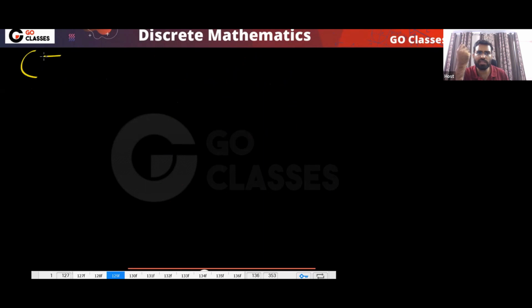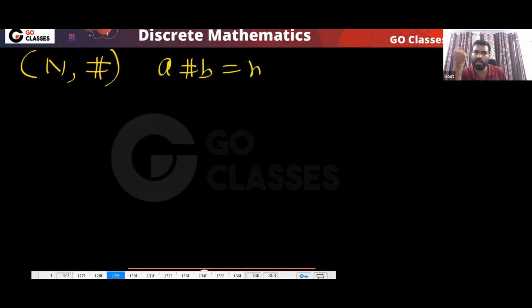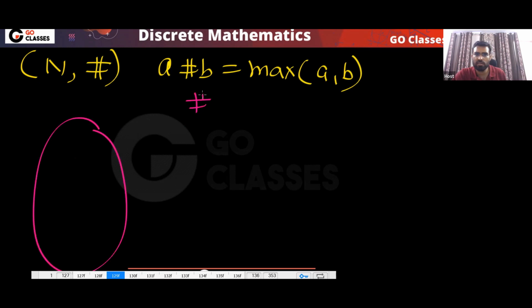For example, you can take the set of integers. Okay, let's take the set of integers comma hash, this new operation, and this new operation is like this: a hash b is equal to max of a comma b. Now you can clearly see this hash is actually a function, a function from n cross n to n.